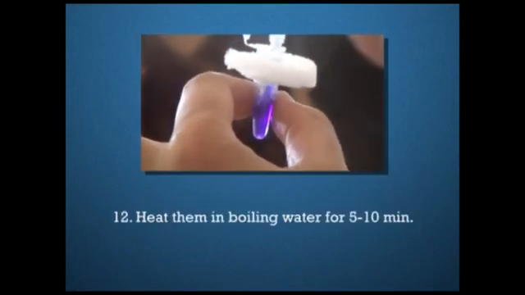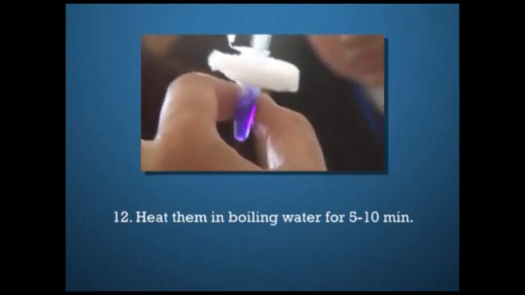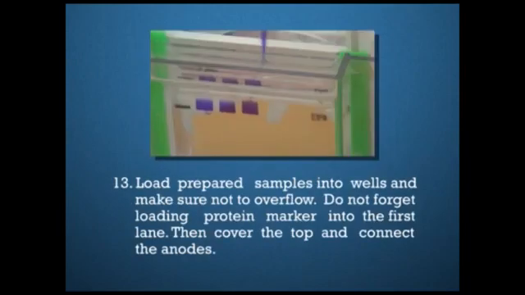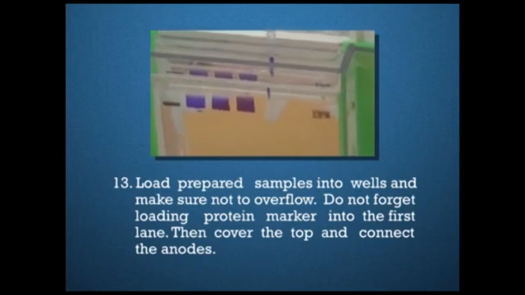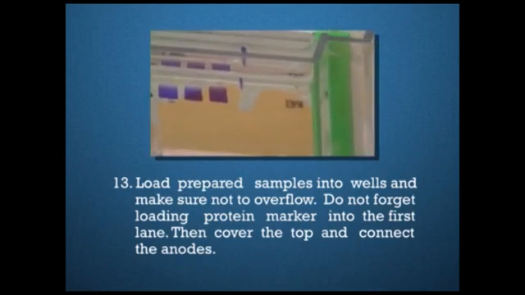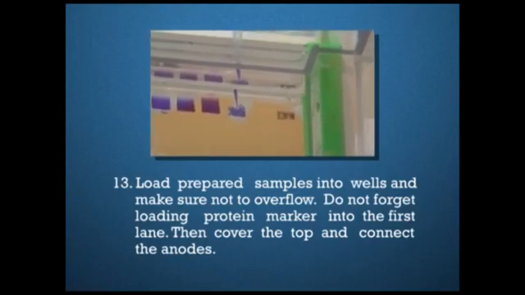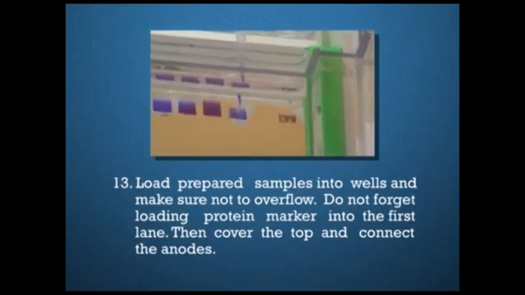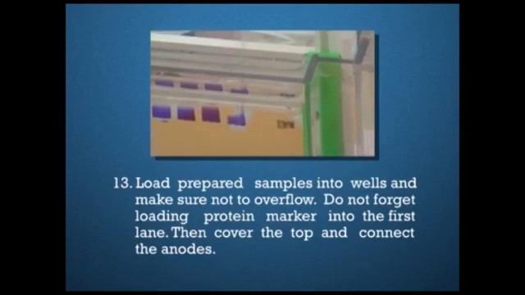In the next step, heat them in boiling water for around 5 to 10 minutes. Next, load prepared sample into wells and make sure not to overflow. Don't forget loading protein markers into the first lane. Then cover the top and connect the anodes.